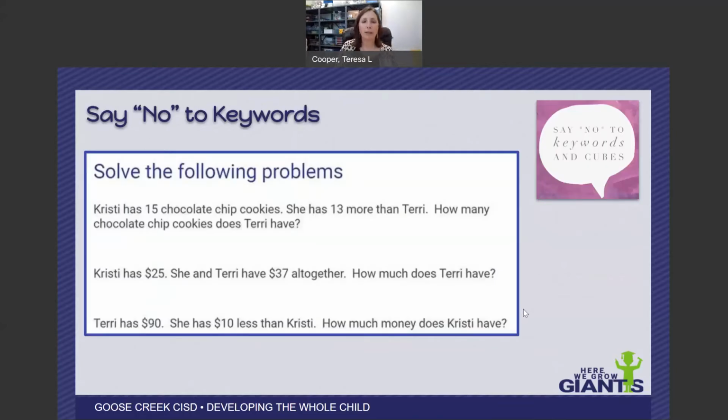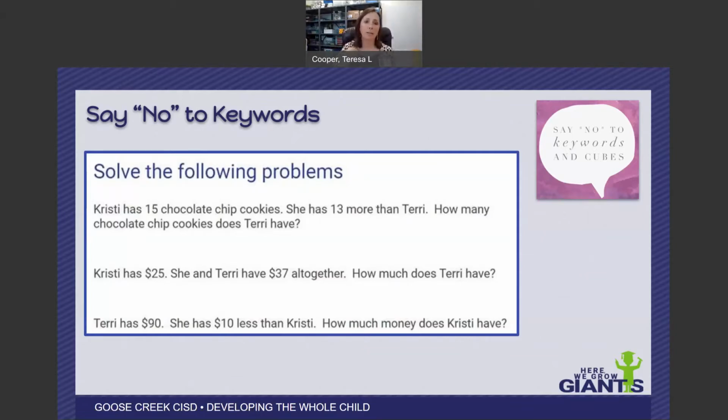So we're going to look at one thing that I need you to really lay the good foundation for us. We have to be sure that we are not teaching kids to rely on keywords when they're trying to figure out what to do in a word problem. Now, I have a really good article that's linked for you right here. If you click on this box, Say No to Keywords and Cubes. I've shared it in our newsletter before, but if you didn't read it in the past, or if you're new, then this is a great article that will help you understand.